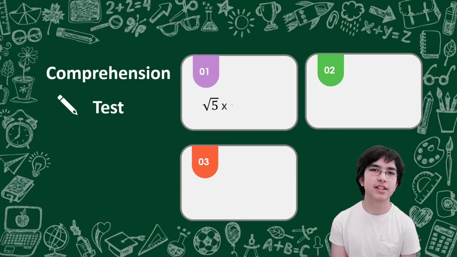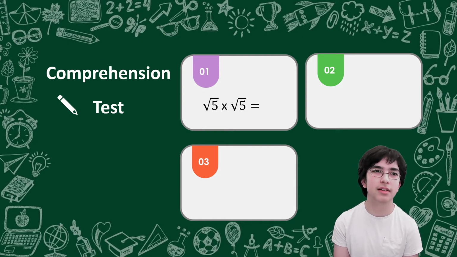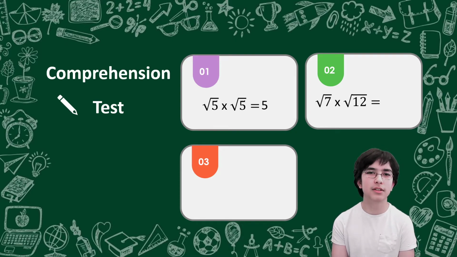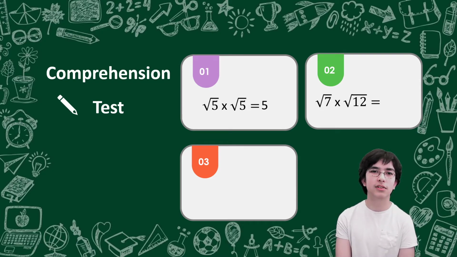Time for a comprehension test, so check your comprehension of things we've done. What is the square root of 5 times the square root of 5? It's 5, because when you multiply two square roots together, they end up with the whole number, equal to the number inside the square roots.